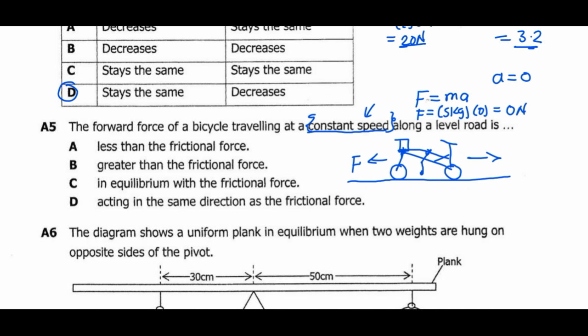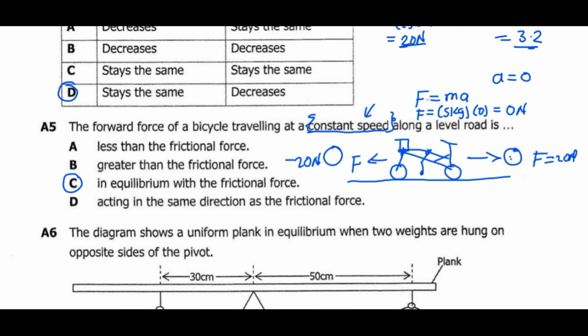So the key point is the forward force must be equal to the friction force, so that if we have a forward force of 20 newtons, we are going to have negative 20 newtons for the friction. So if we calculate the resultant force here, we are going to get 0, for us to get the acceleration of 0. The options: A, less than the friction force; B, greater than the friction force; C, in equilibrium with the friction force, acting the same. So the answer is C.